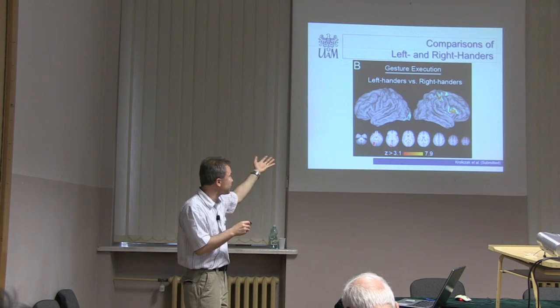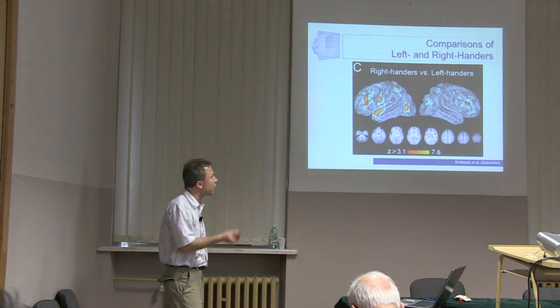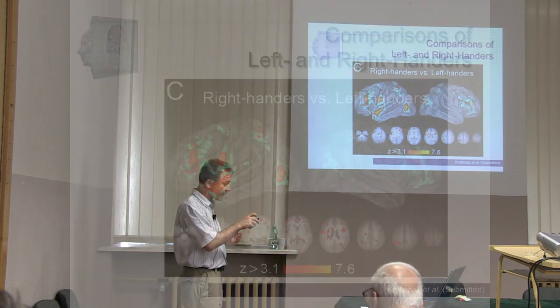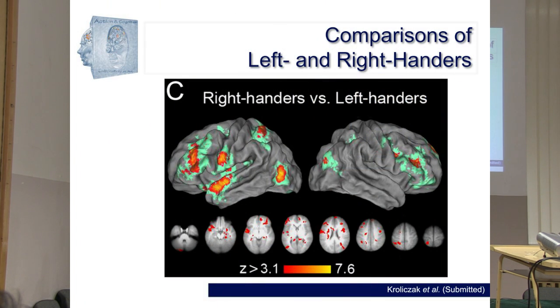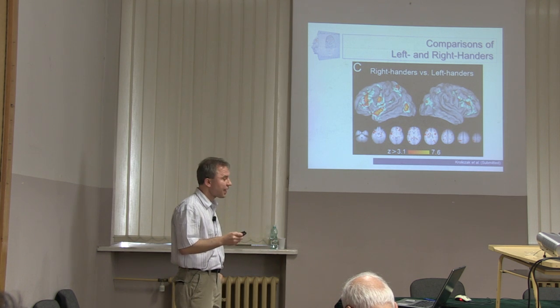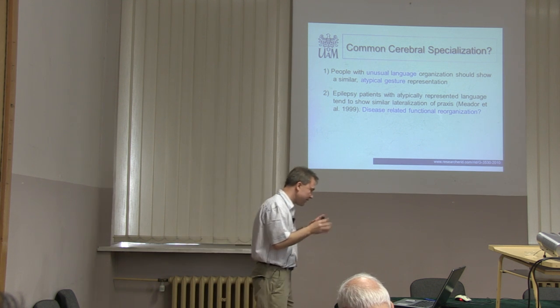for which areas are more engaged in left-handers versus right-handers, and now the opposite. What is being more involved in right-handers versus left-handers? And now we see that, yes, there are lots of left hemispheric regions, not lesions, which are being engaged more in right-handers versus left-handers. But again, I would emphasize that it does not mean that these areas were not engaged in left-handers, but perhaps were engaged less.